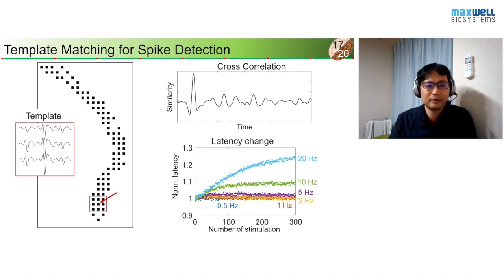The response time is shown in the lower right panel, indicating that the latency of response increased with 10 Hz and 20 Hz stimulation, suggesting that conduction velocity slowed down with repetitive firing.